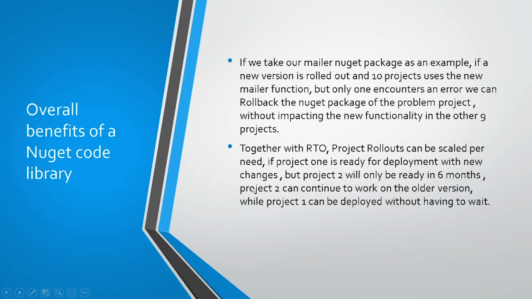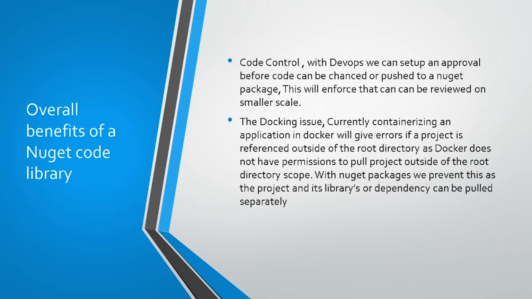Together with the RTO, project rollouts can be scaled per need. If one project is ready for deployment with new changes, but project 2 will only be ready in 6 months, project 2 can continue to work on an older version of the NuGet package until it's ready to deploy and use the new NuGet package. Code control. With DevOps, we can set up an approval before code can be changed or pushed to a NuGet package. This will ensure that code can be reviewed on a small scale, which means it'll also be quicker to review the code.